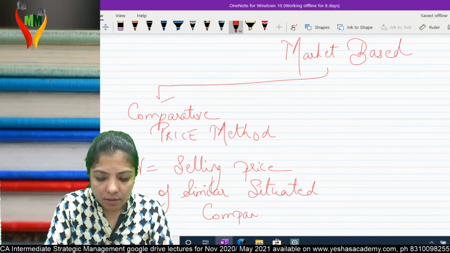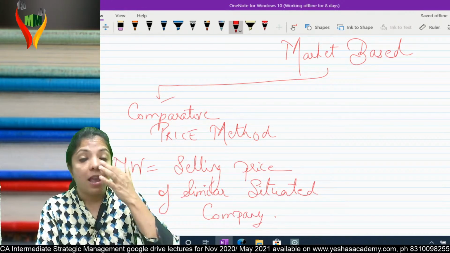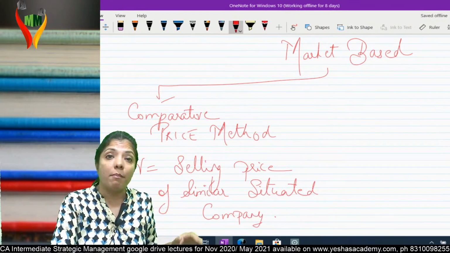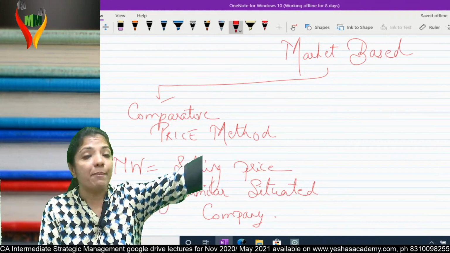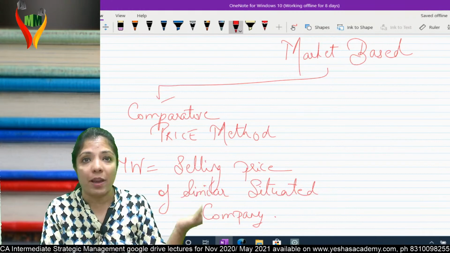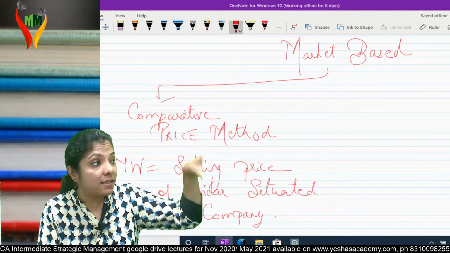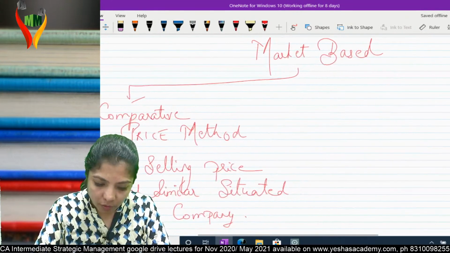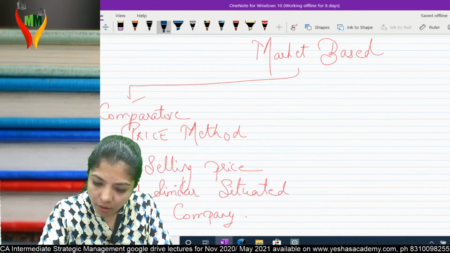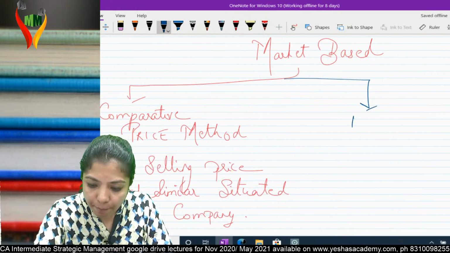That means, suppose you want to sell your company and a similar situated company was sold last month only. So what will you say? That company was sold at 10 CR, so my company's value is also 10 CR. That means that is an outsider market. Am I clear? What's next? You have PE ratio method.